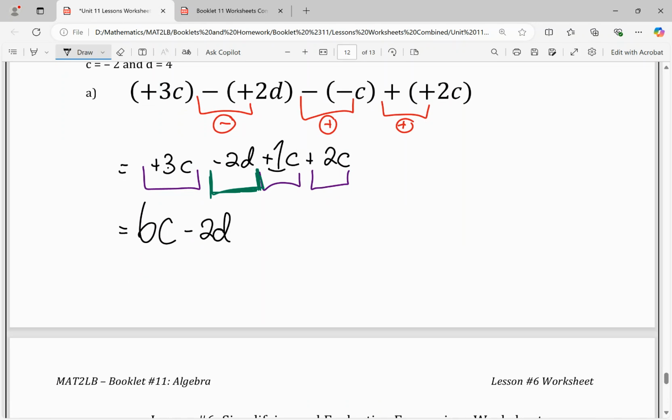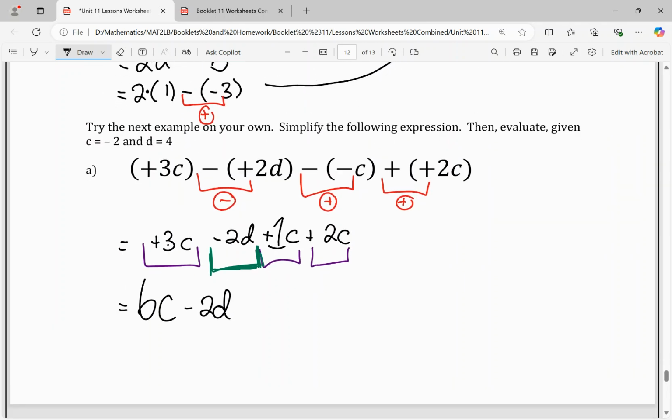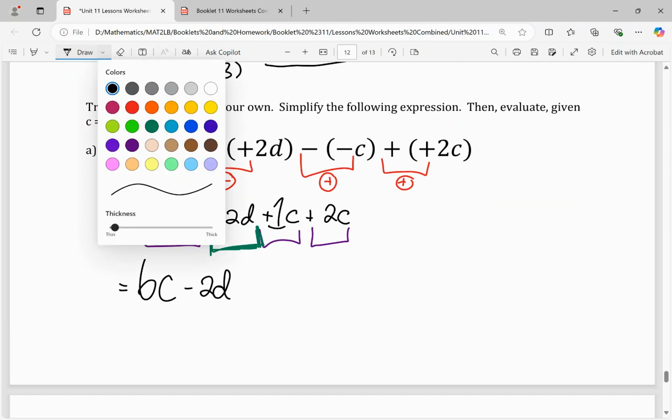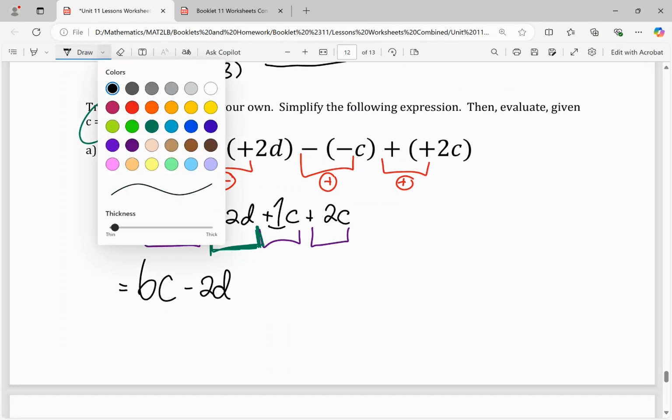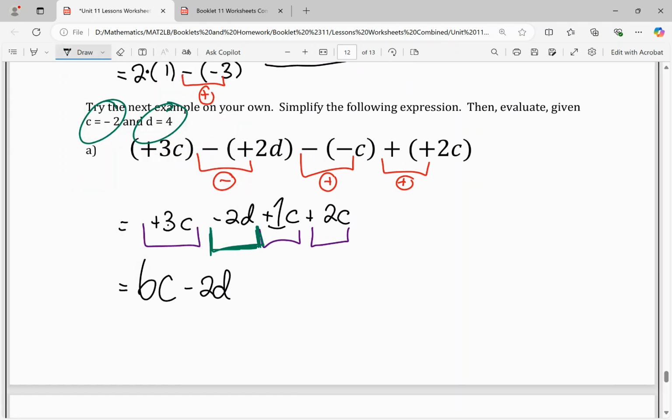And we're fully simplified. The next thing that we need to do is evaluate when c is equal to negative 2 and d is equal to 4. So let's plug that in. Wherever I see a C, I plug in negative 2, making sure to use my brackets, and wherever I see a D, I plug in a 4, remembering that there is multiplication happening between those numbers that I put the dots in.